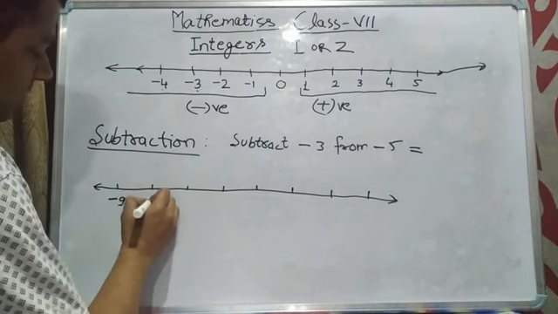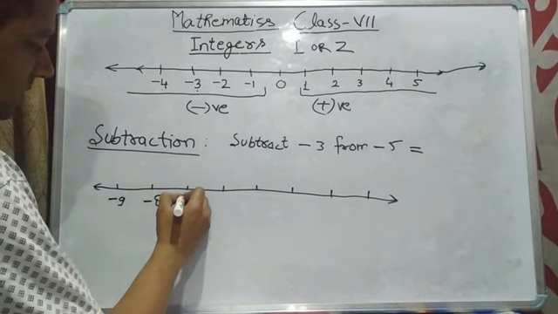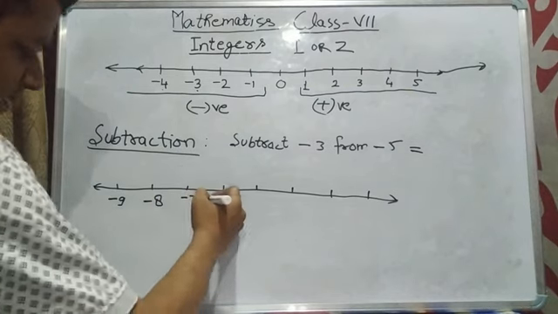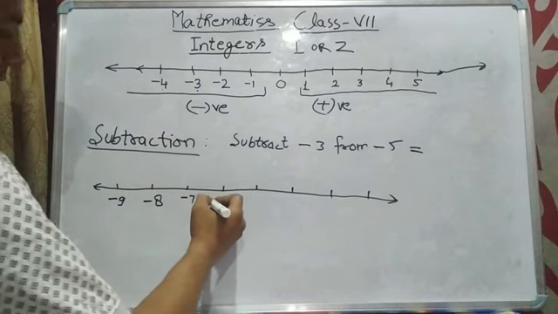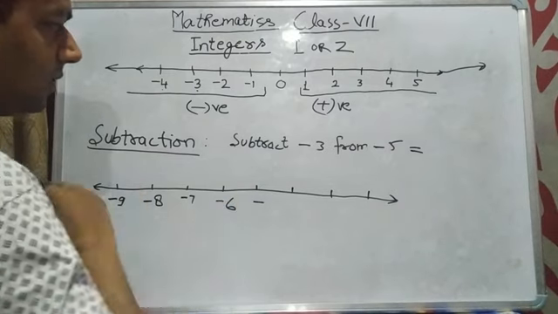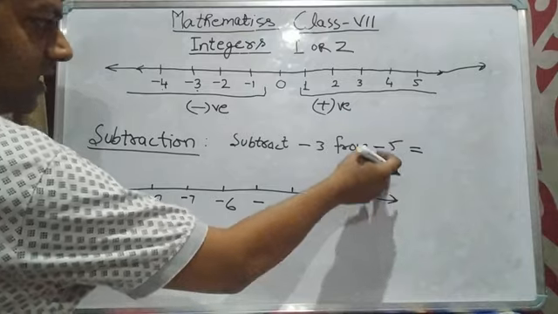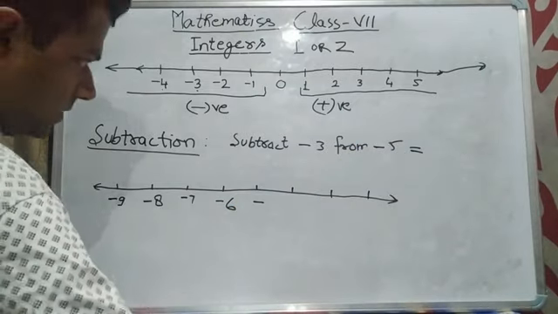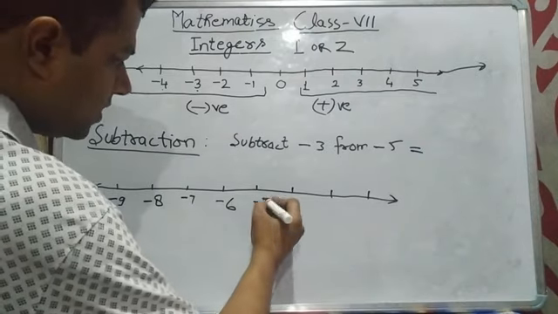Minus 9, minus 8, minus 7, and minus 6. I think so. We have to subtract this one from this one, so minus 5 and plus minus 2. It is not enough. Let's try.